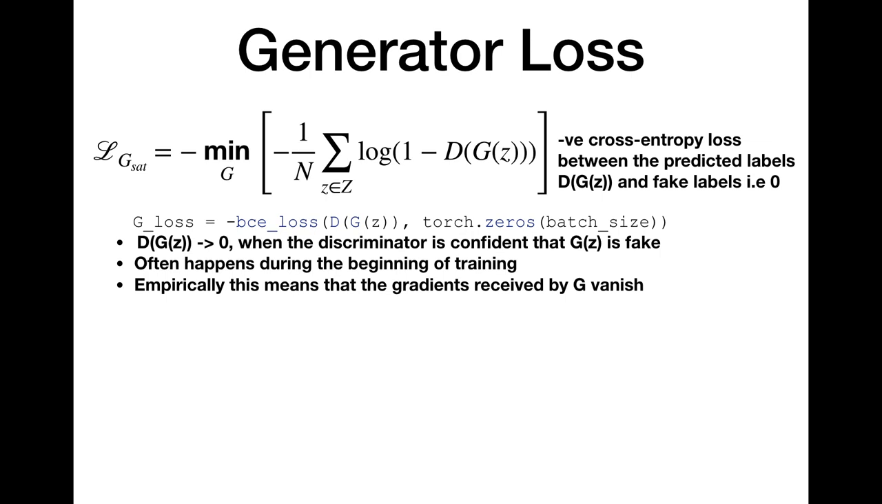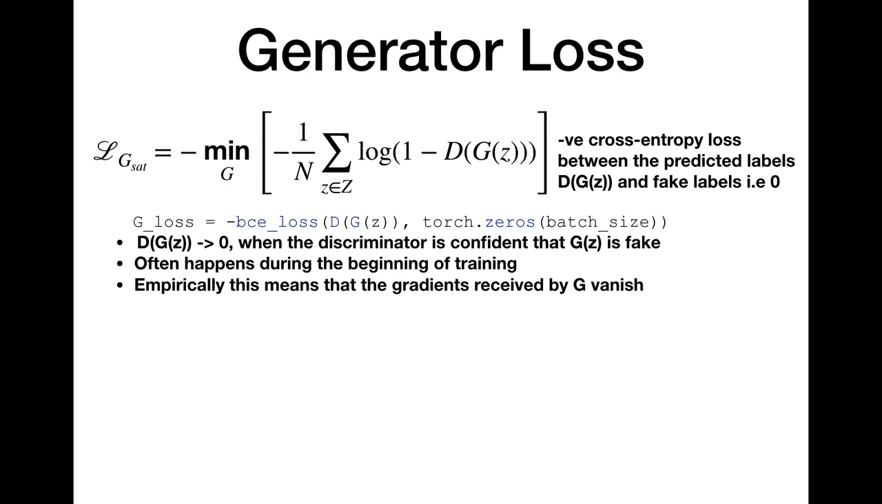When the discriminator is confident that the fake images are indeed fake, D of G of z goes to 0. Often enough, when you're training, during the initial phases, this is indeed what happens. When this happens, however, the gradients received by the generator tend to 0. As a result, the generator parameters really don't update much, and the GAN isn't able to learn to produce any sort of realistic looking images. The GAN training fails in that case.